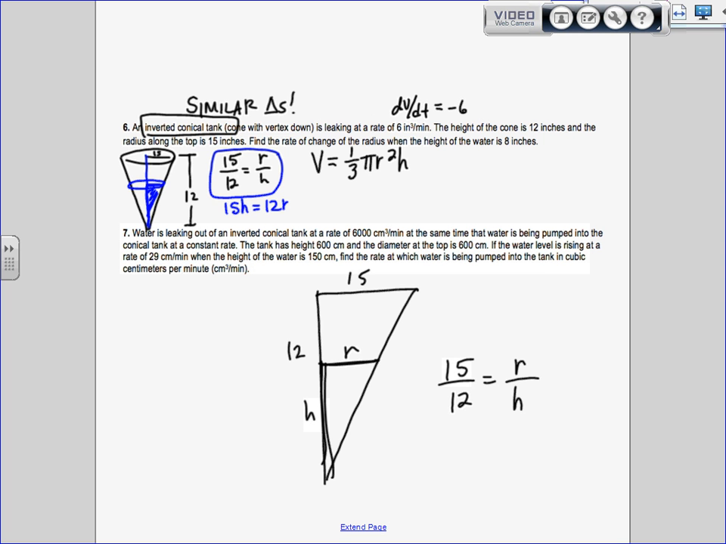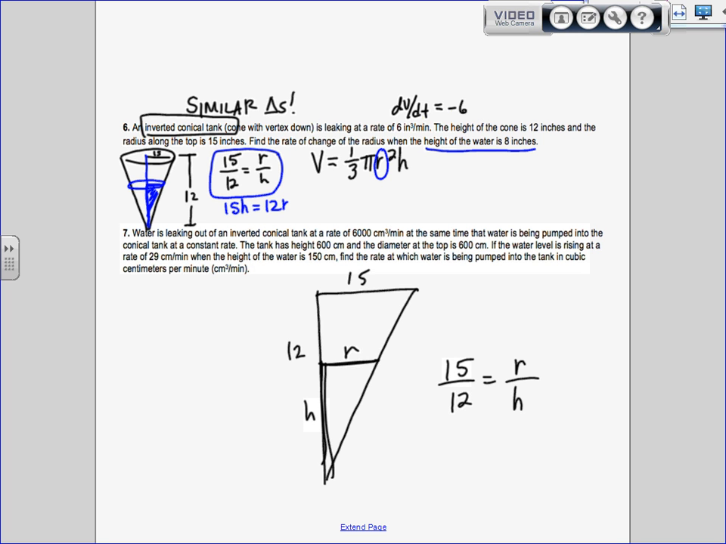Do I want r's or do I want h's? If I could eliminate one, which one would I want to keep? Why do I want to keep an h? Because it's not squared, and that's what I know. The height of the water is 8 inches. That's the thing I know that I can plug in later. So I want to change them all to h, if possible.